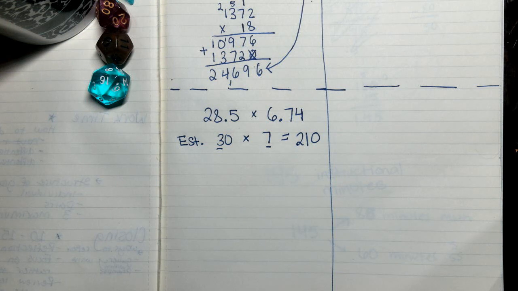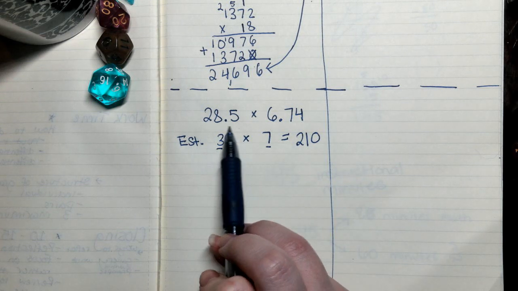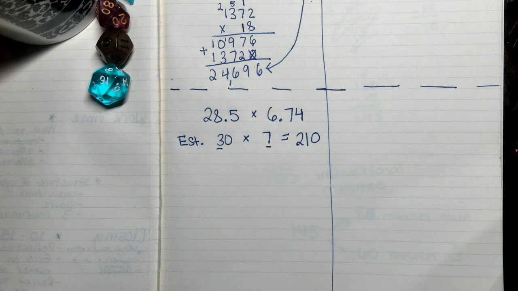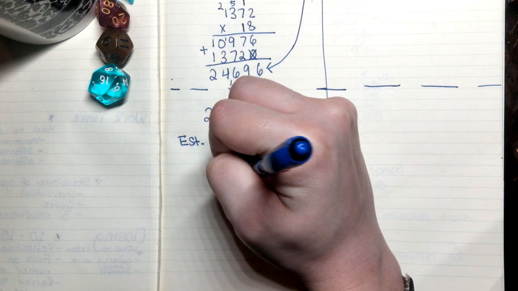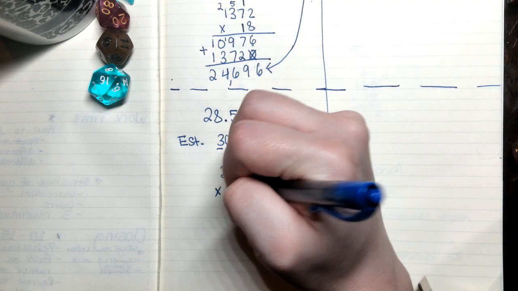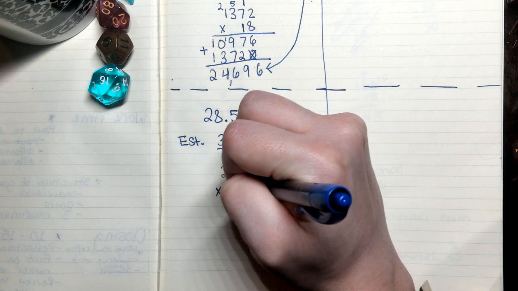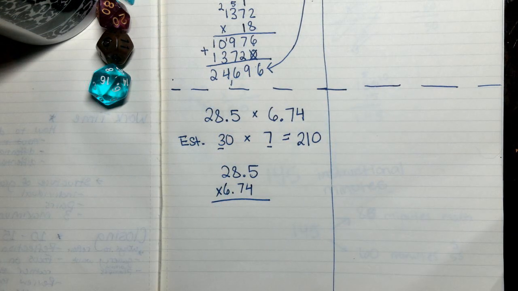Now let's multiply. We put the number with more digits on top, and in this case, they both have 3 digits. So really, we could put either one on top in the standard algorithm. It really does not matter in this one, because they have the same number of digits. I'll just stick the 28.5 on top anyway, because it was first. 6.74. Okay. So, because I have my estimate, I can just ignore the decimals. You're going to ignore the decimals and solve it as if this was 285 times 674. Seriously, just ignore the decimals.